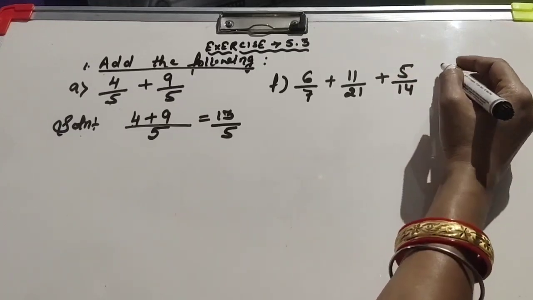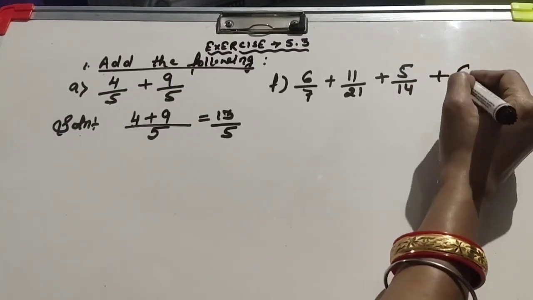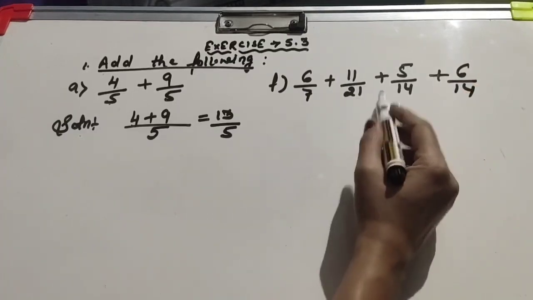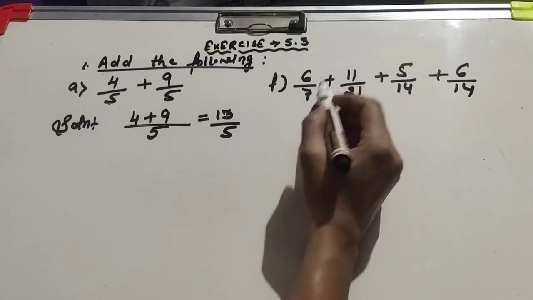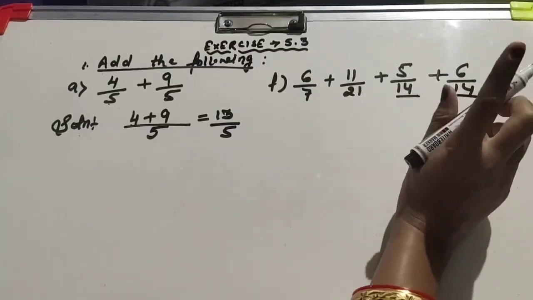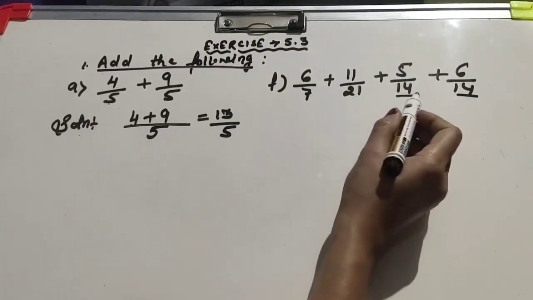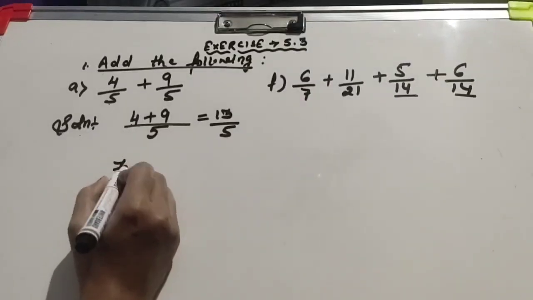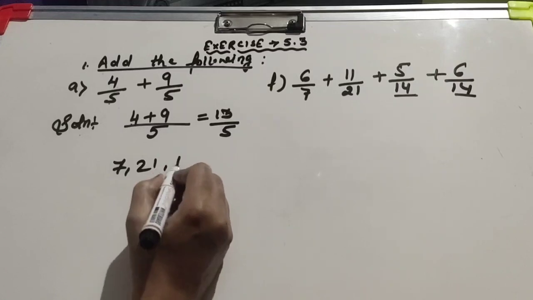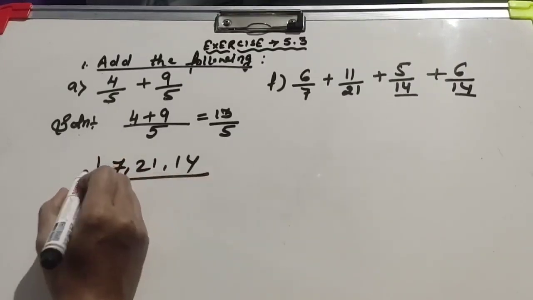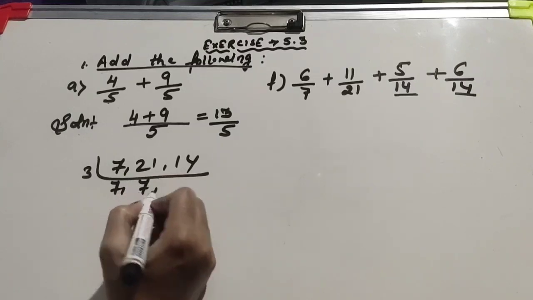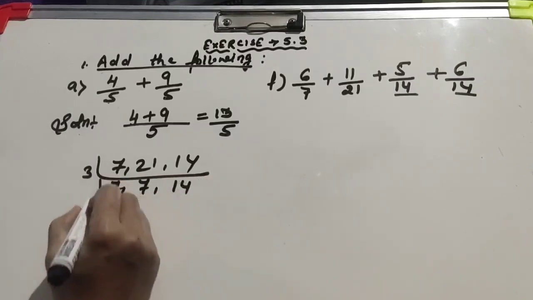plus 6 by 14. Okay, now 7, 21, 14, 14. So these two 14 are common, so we will take 1. 7, 21, 14. First of all, we will take the LCM. So I have written on the rough side 7, 21, 14. We will take the LCM. First of all, we will go with the 3 table. 3 7s are 21, 14 as well, same to same.